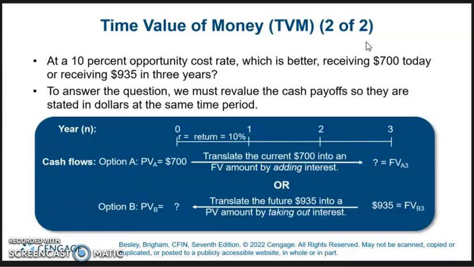So we have a timeline here. We have a present value of $700 and a 10% return. We've got 3 years in the future. So we've got 3 years of interest that we need to add to that $700. And then to calculate the present value, we have to discount that $935 by 10% per year. We'll go through that calculation here shortly.